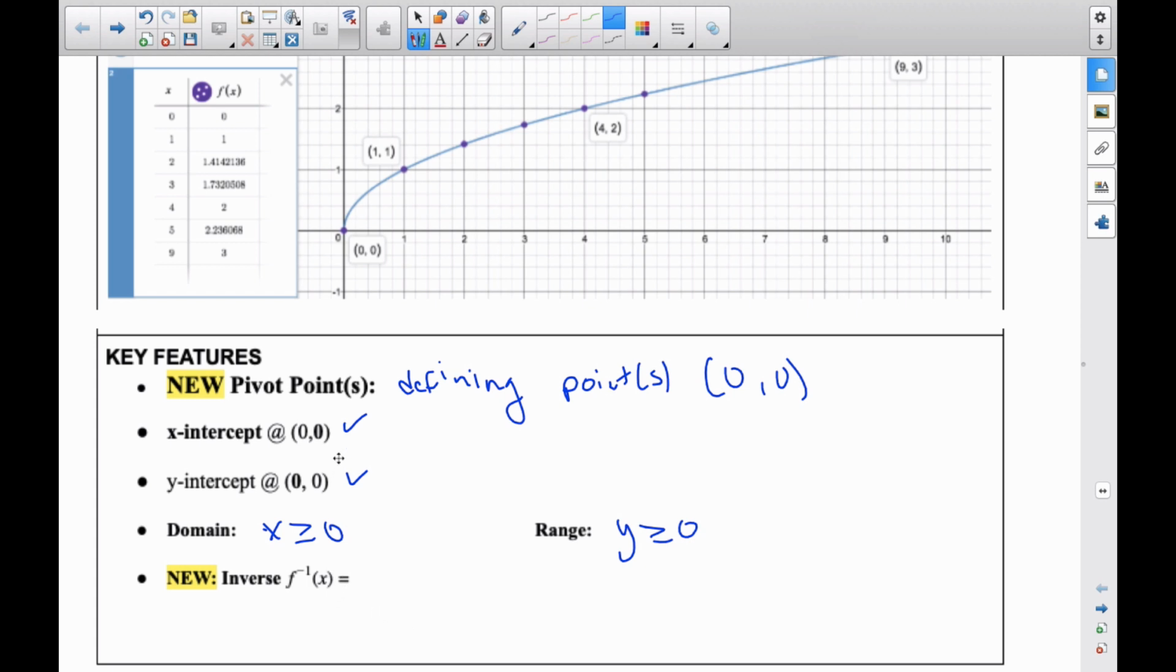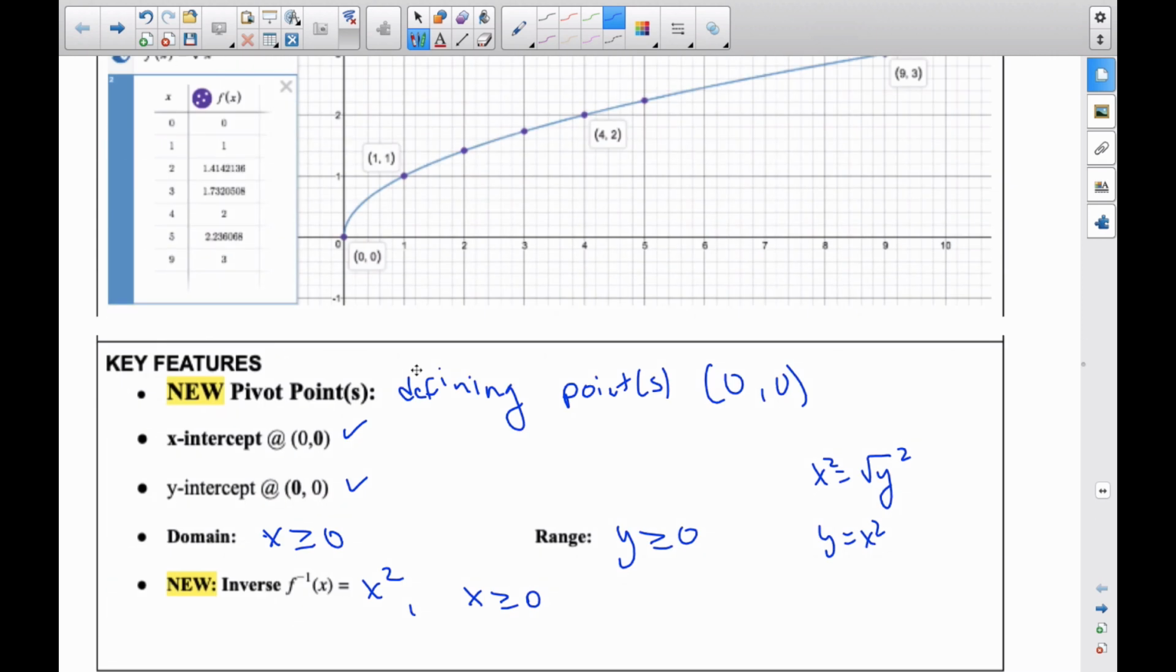If I want to find the inverse, a quick calculation: we switch our x and y values, and if I solve for y, I square both sides. So it's not surprising that the inverse is x squared, but we only want the positive half. Since we switch our x and y, we switch domain and range as well, so it's x is bigger than or equal to 0. And so there is my inverse function. There you are. Welcome to the square root function.